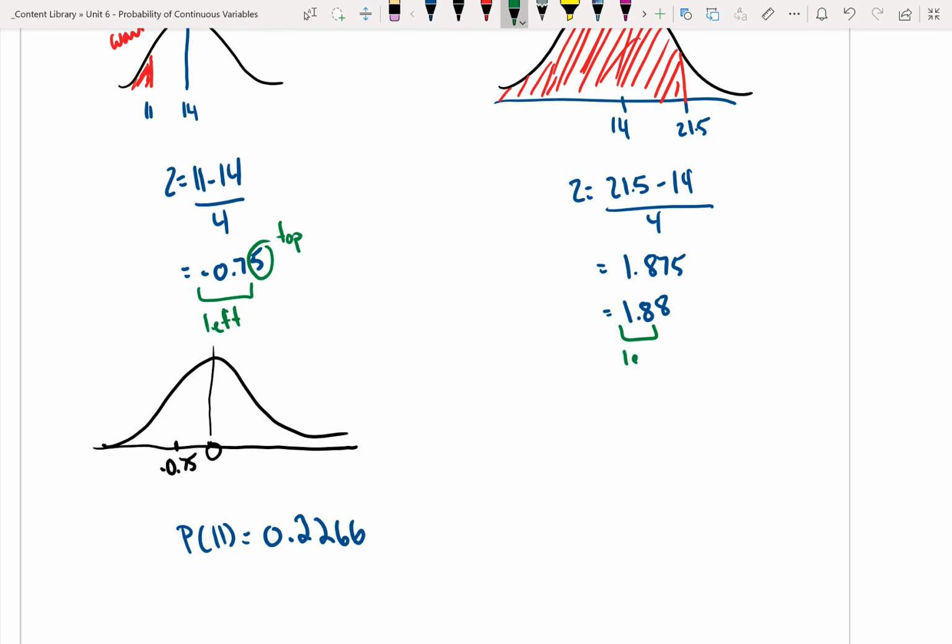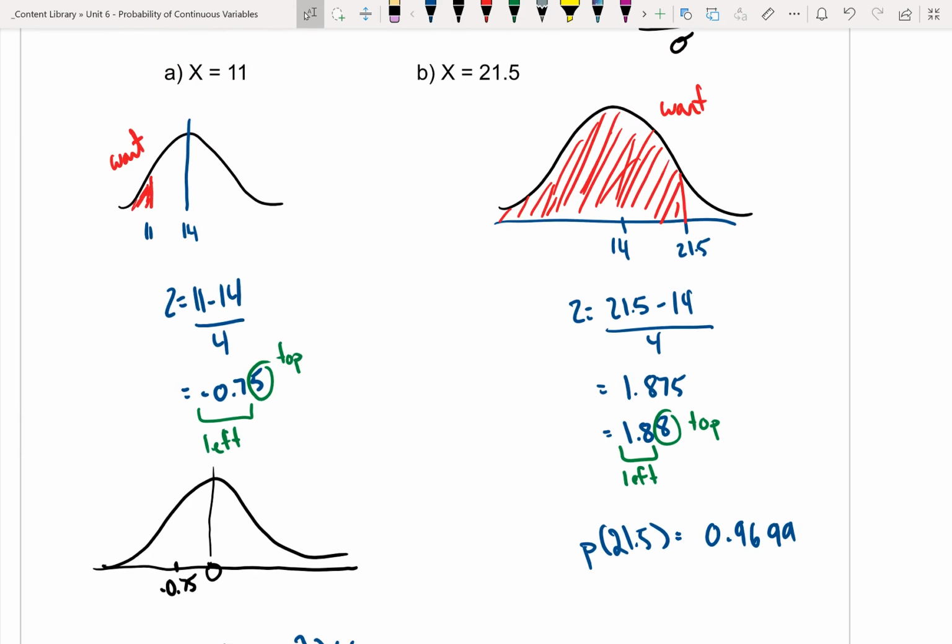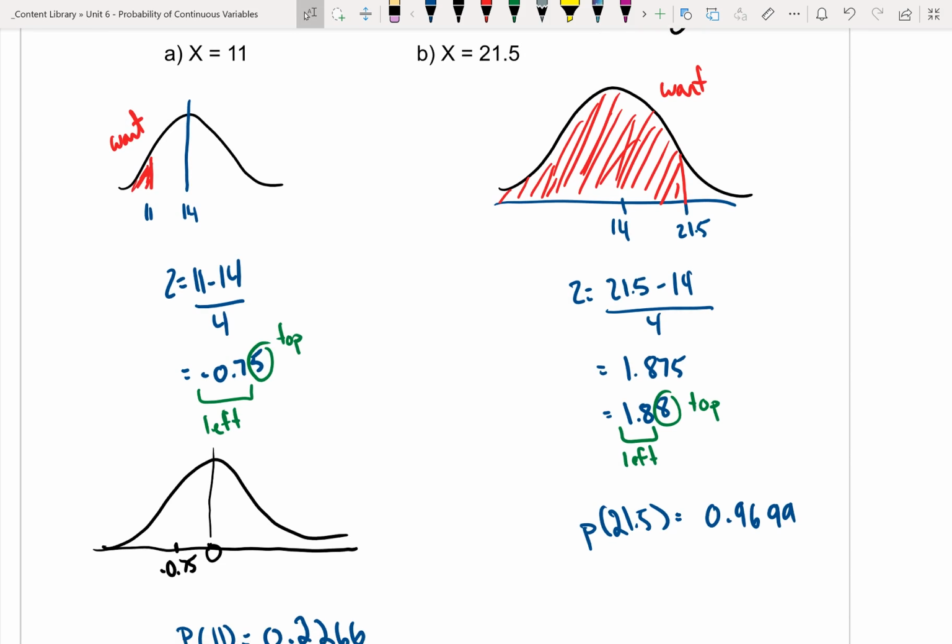So again, I'm looking at the left for 1.8, and I'm using 8 on the top to figure out what the probability is for this score, and I should find that the probability of 21.5 is equal to 0.9699 or 96.99%. So basically the probability of someone getting a lower score is 96.99%. Because again, the probability from the chart tells us everything from that value and below.